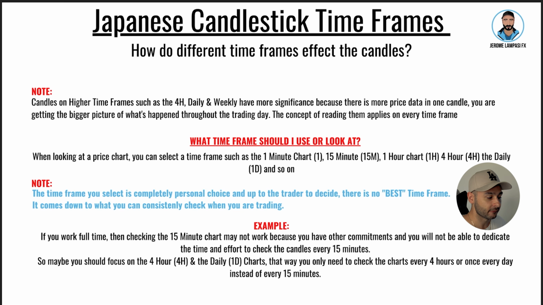So maybe you should focus on the 4-hour and the daily charts. That way you will only need to check the charts every 4 hours and once every day instead of every 15 minutes. So if you are on the daily time frame, you have to wait 24 hours for that candle to finish printing before you can make your trading decision. Whereas if you're on the 15-minute chart, you have to just check the charts every 15 minutes because the candles will finish printing every 15 minutes. So you have to constantly monitor it and constantly make your trading decision around what's happening on the lower time frame.